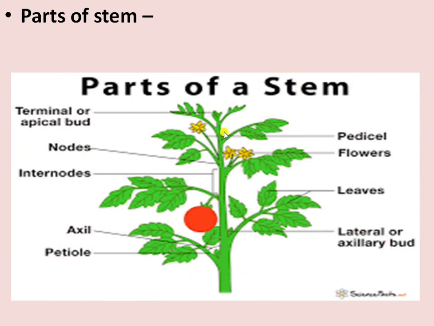Next are the parts of the stem. So this is the picture of the parts of the stem. The first one is the petiole, and the second one is the axillary bud that is present in the axil. Second, leaves and flowers are present. These are the pedicels, nodes. These are the internodes. Internodes are the parts present between two consecutive nodes, and these are the apical buds. Here apical buds are the buds which are present at the apex.